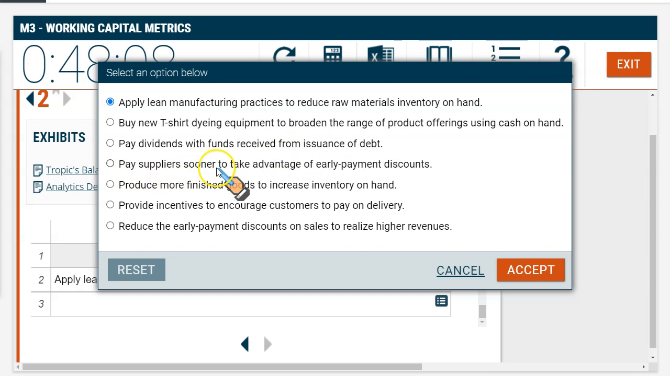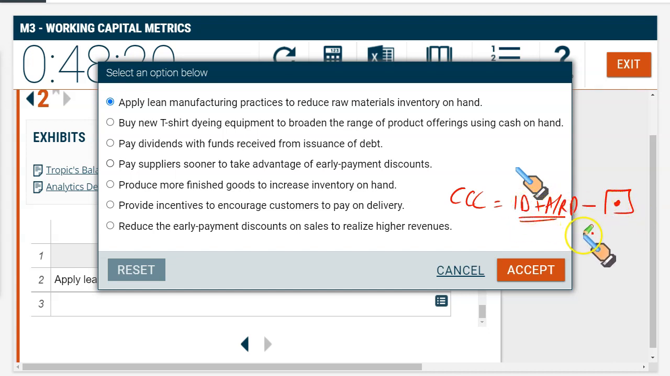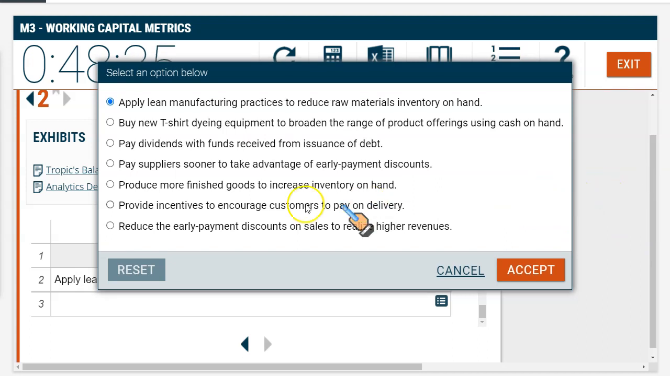Pay suppliers sooner to take advantage of early payment discount. This is not a right approach because if you pay your accounts payable quickly, your AP days will fall and this will increase your cash conversion cycle. Why? Because we know cash conversion cycle is the inventory days plus accounts receivable collection period minus accounts payable days. So if this amount becomes smaller, deducting a small amount from these two will mean you will have a longer cash conversion cycle. So this is not correct as well.